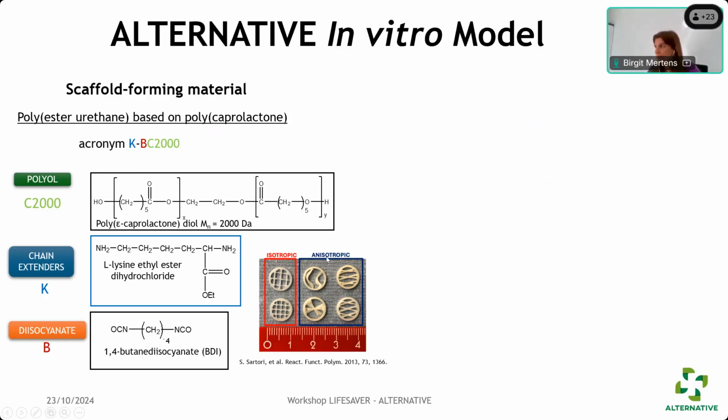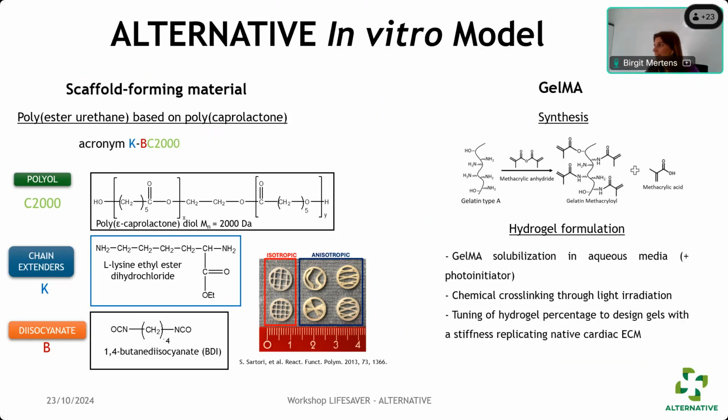Maybe also one thing that is important is that different types of scaffolds were investigated, both isotropic and anisotropic, and if I'm correct, it was in the end one of the anisotropic ones that was used to develop the final 3D system. So then we also need the hydrogel, and this consisted of GelMA. You can see the synthesis over here. There was GelMA solubilization in aqueous media, and then the chemical cross-linking was done through light irradiation.